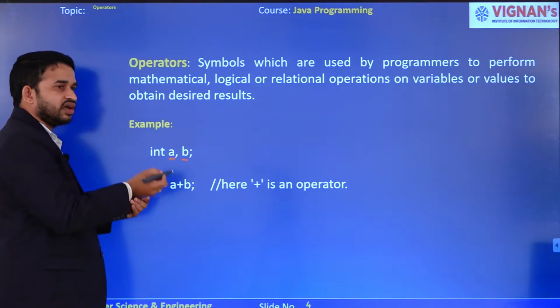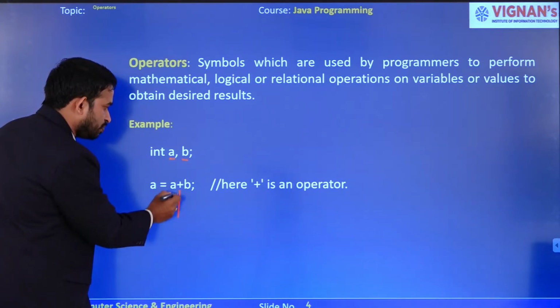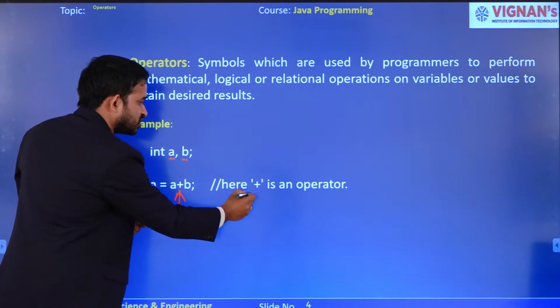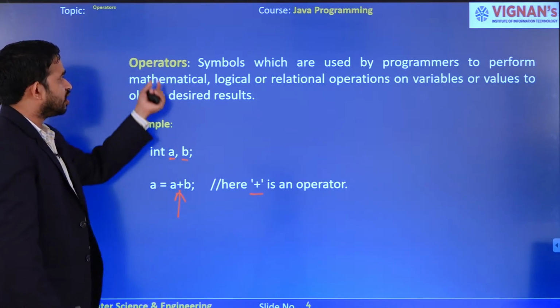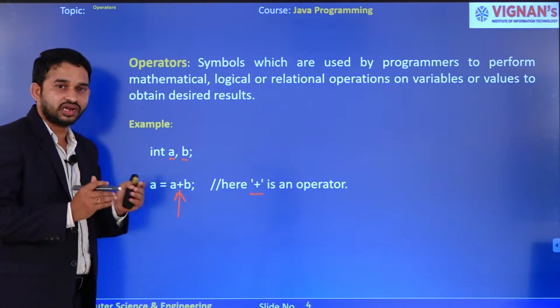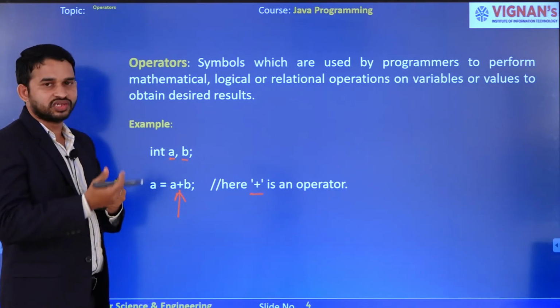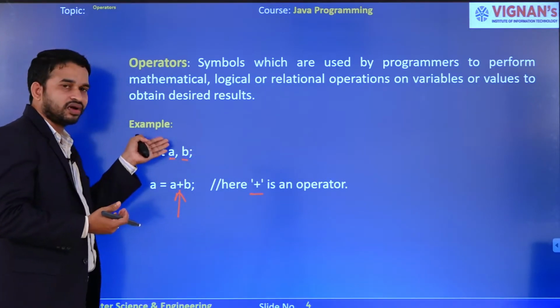Whatever the values assigned for A and B, we are going to perform one operation. That operation is what? Addition operation. Okay. Here plus is an operator. So simple. What is the meaning of operator? The operators which are generally used for obtaining some results with the help of some variables and values, we assign it to the particular variable.